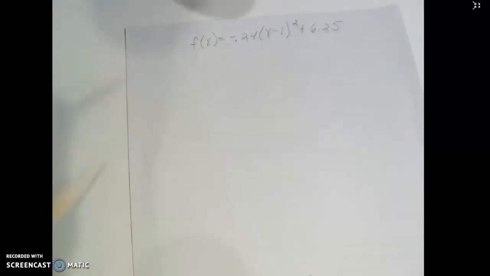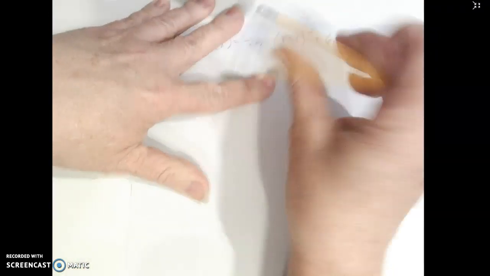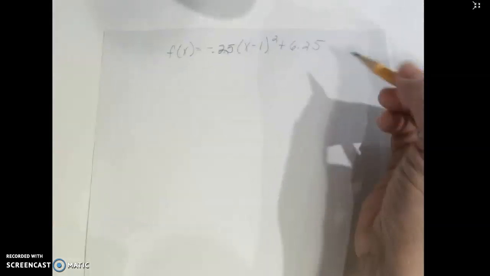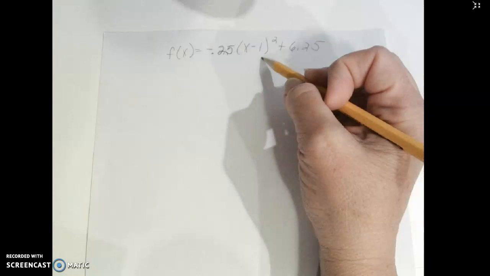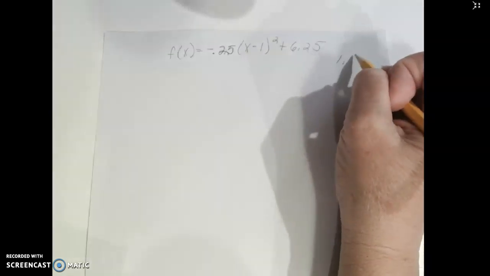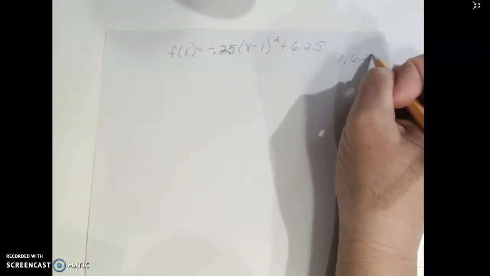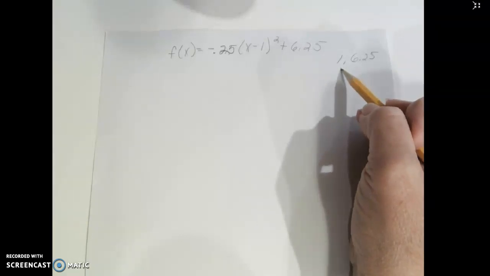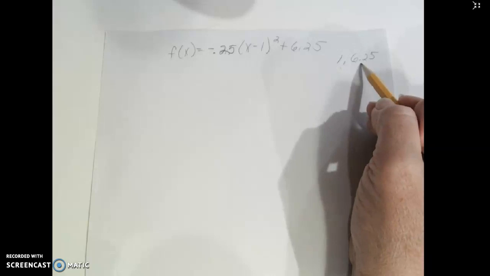This is what we have here this time. I didn't write down what I said. I said 0.25 and I wrote 2.4. Okay, so here it is in vertex form. What this means this time is our vertex is going to be at the point 1, 6.25. So that means when the ball is 1 foot away from where she let go of it, it's going to reach its highest point at 6.25.